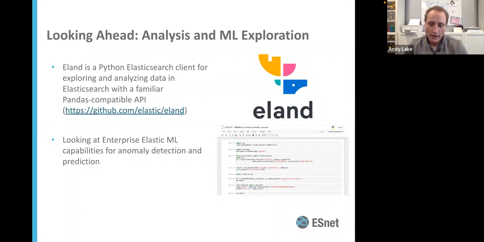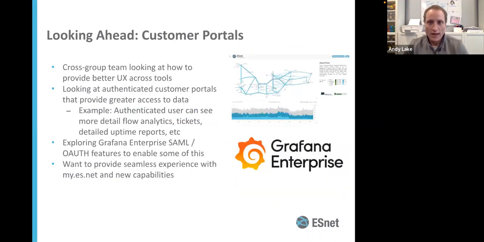We're also, Elastic has some enterprise features around machine learning, mostly around anomaly detection and prediction. We've been playing around with those to see if there's any useful bits there. It's mostly just in the exploratory phase though, so no results yet to share, but maybe in the future. And then the last one, and probably our biggest effort of all of these, is we're looking at how to do some customer portals.